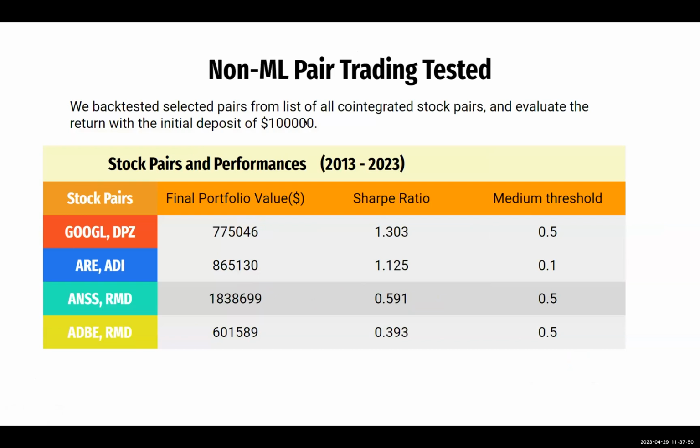We backtested the non-machine learning pair trading strategies with an initial deposit of $100K. These are some example results, and you can see here the Sharpe ratio and the final portfolio value, using data from 2013 to 2023. We discovered that tuning the median threshold gave us the best improvement in the trading strategy. These are the median thresholds that are optimized for each of the trading pairs.